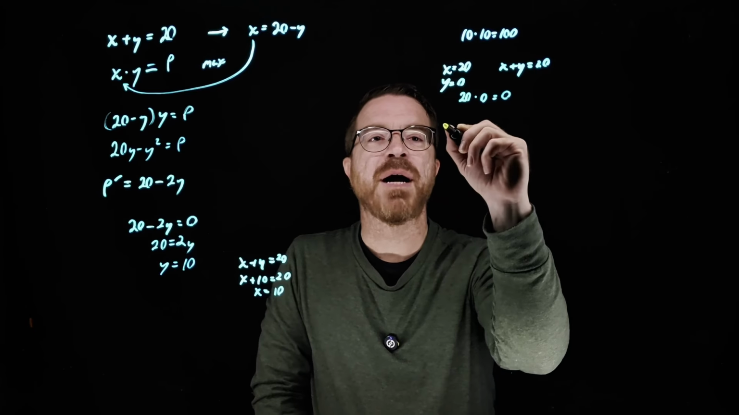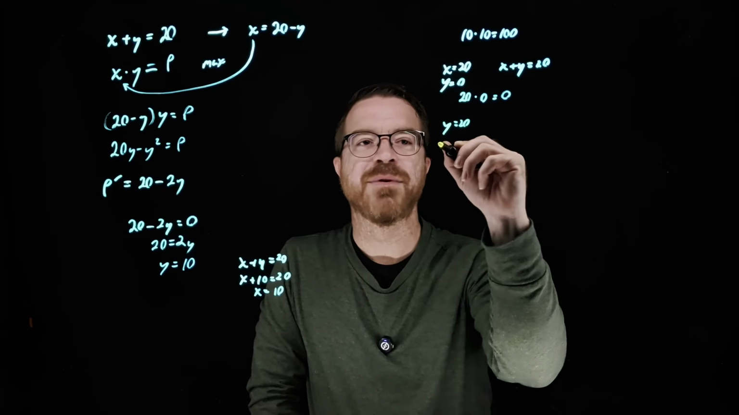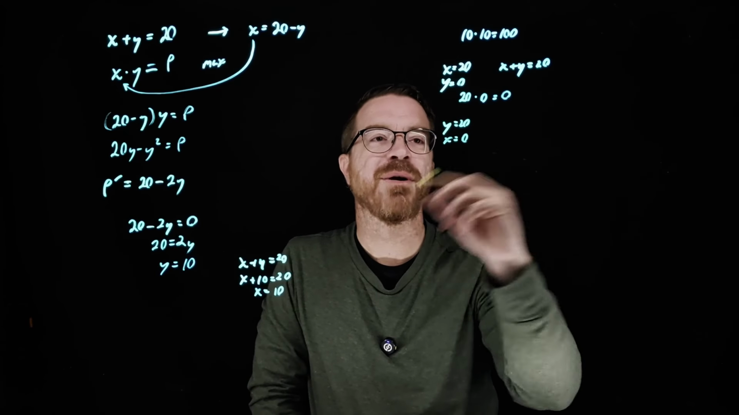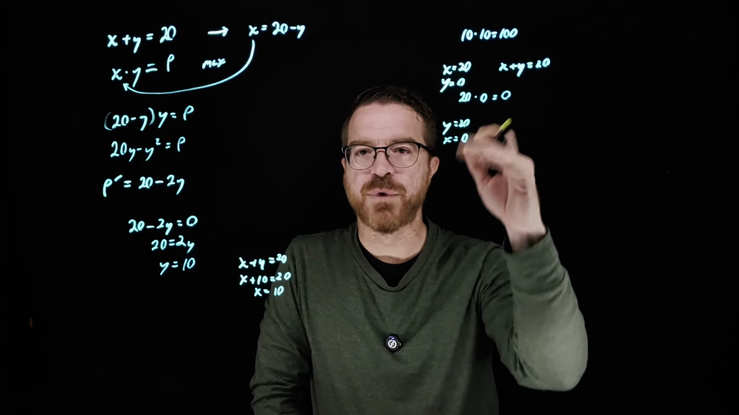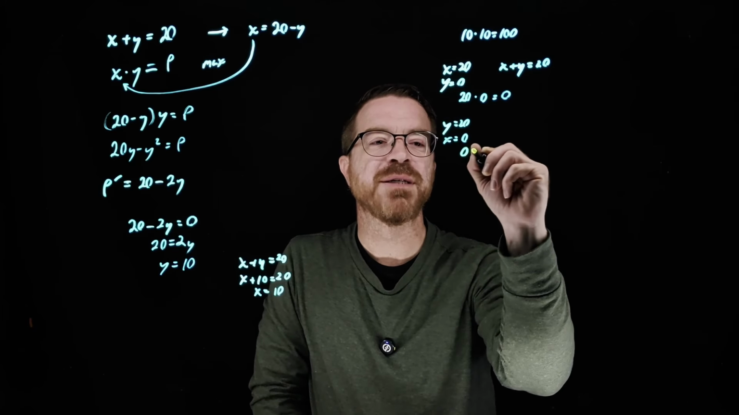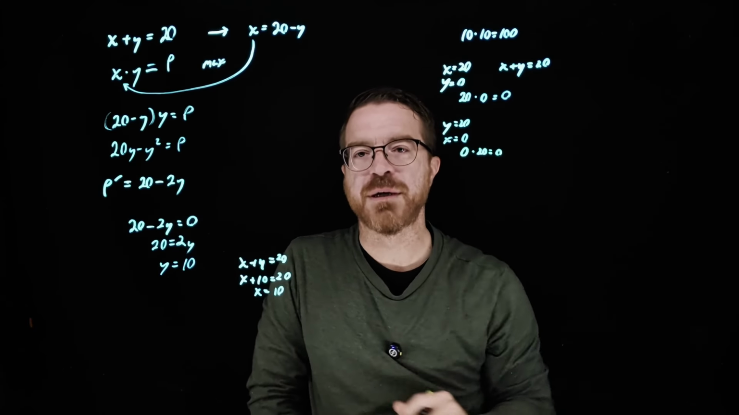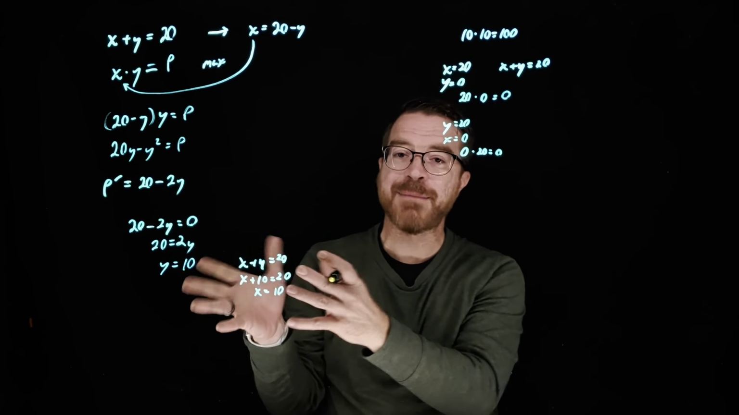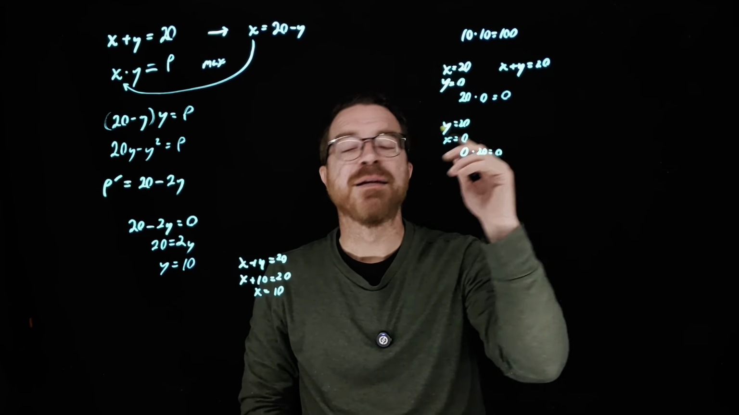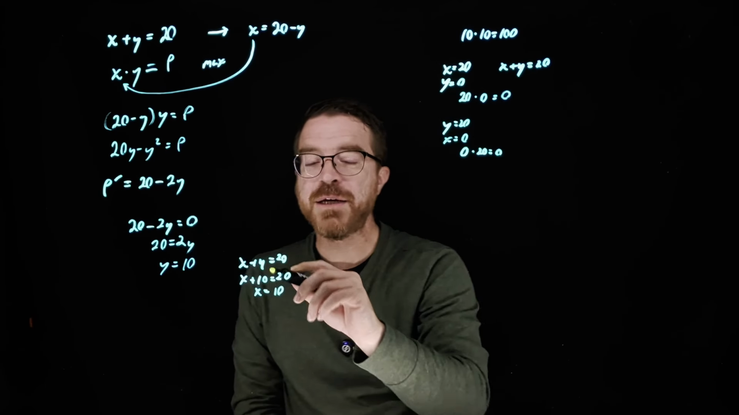What about if my y was equal to 20? Well, in this case, my x would have to be equal to 0. So again, x plus y equals 20 means that if one's 20, the other has to be 0. So this would be 0 times 20 equals 0. So that means that of my boundary conditions and my critical numbers, y equals 10 and x equals 10 are the values that maximize the product.